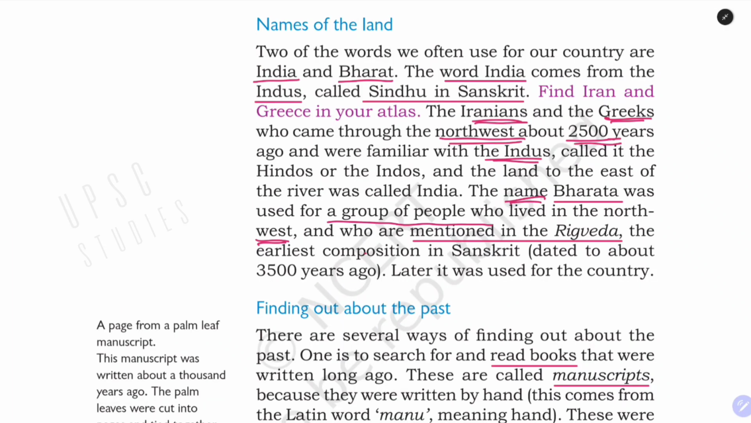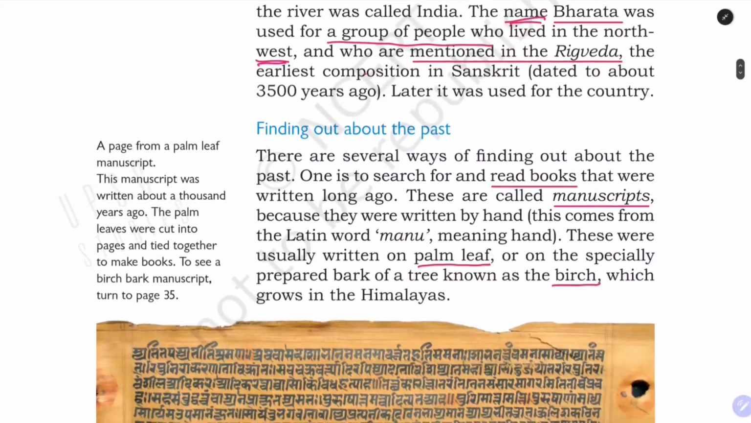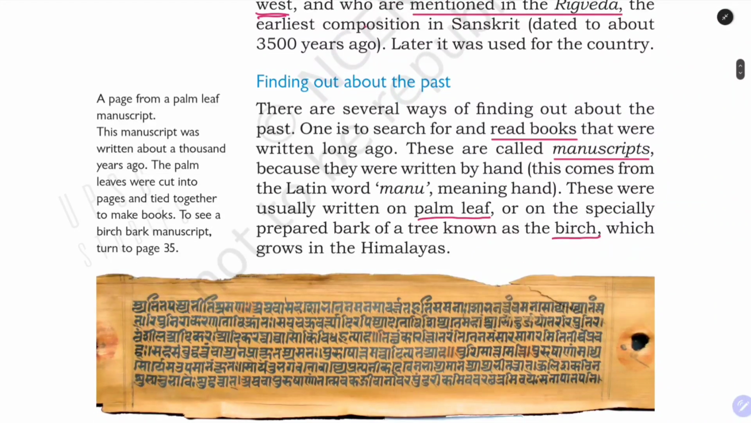So we studied about the names of land, how the India name came, how the Bharat name came. Now let's find out about our past. How can we know about our past? For that, we can use material remains, inscriptions, literary sources, like that.